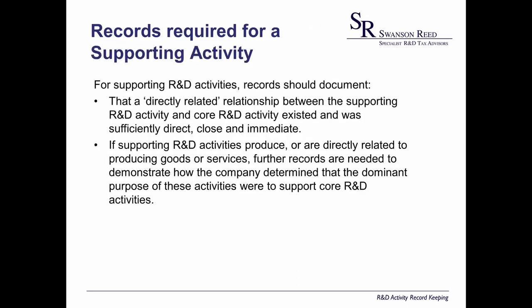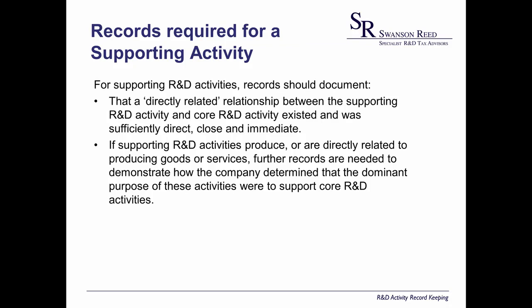For supporting R&D activities, records should document the following: how a directly related relationship exists between a supporting R&D activity and a core R&D activity, or if supporting R&D activities produce or are directly related to producing goods or services. Further records are needed to demonstrate how the company determined that the dominant purpose of these activities were to support core R&D activities.